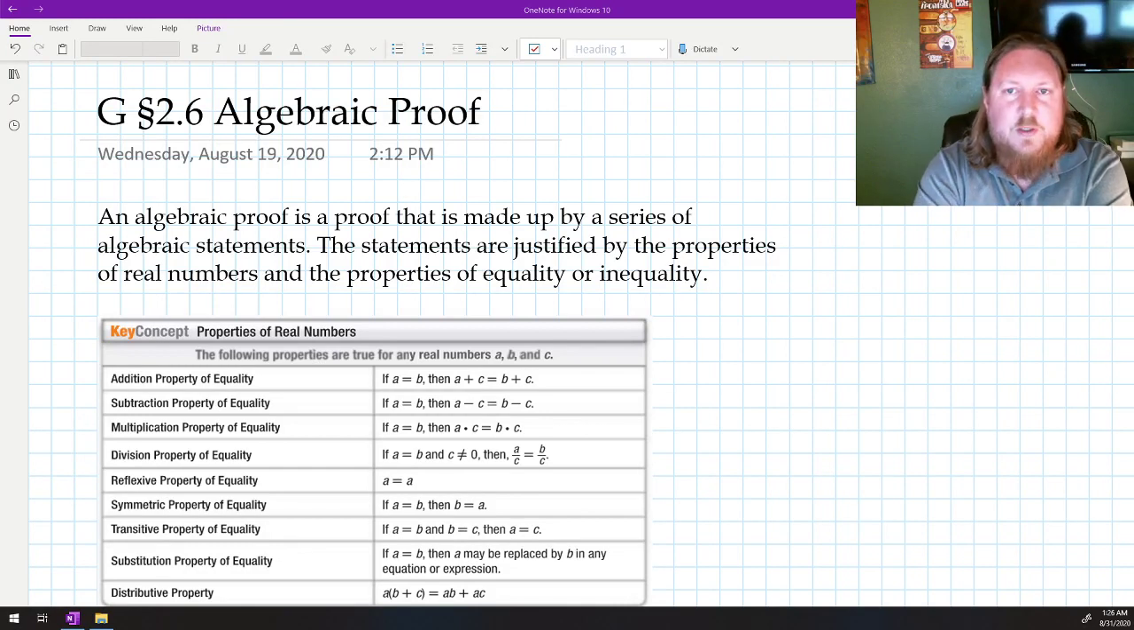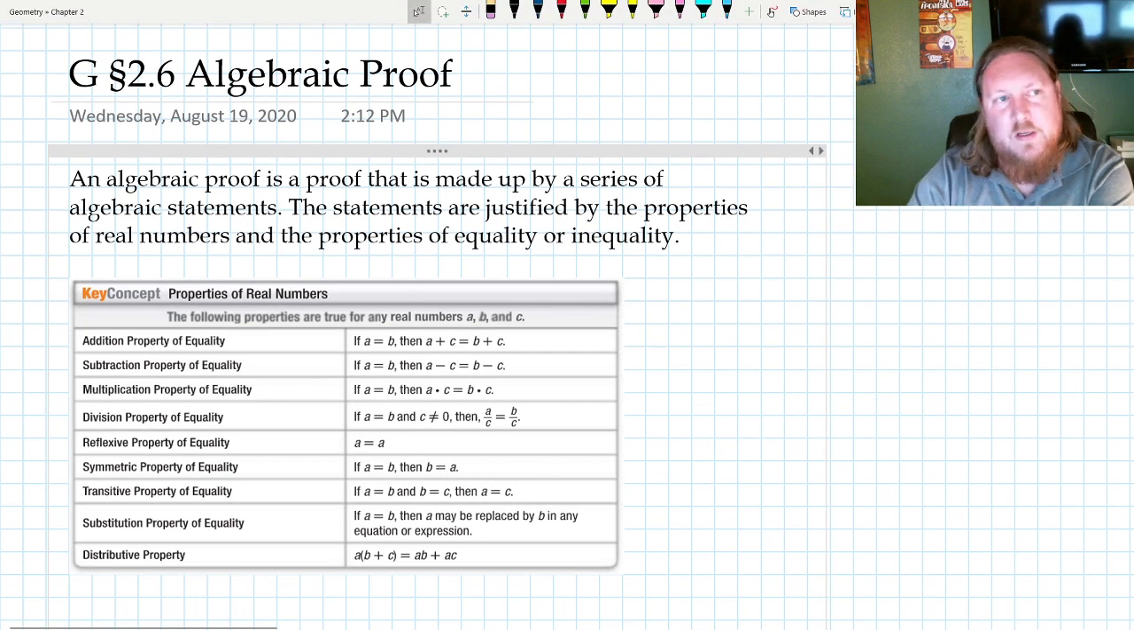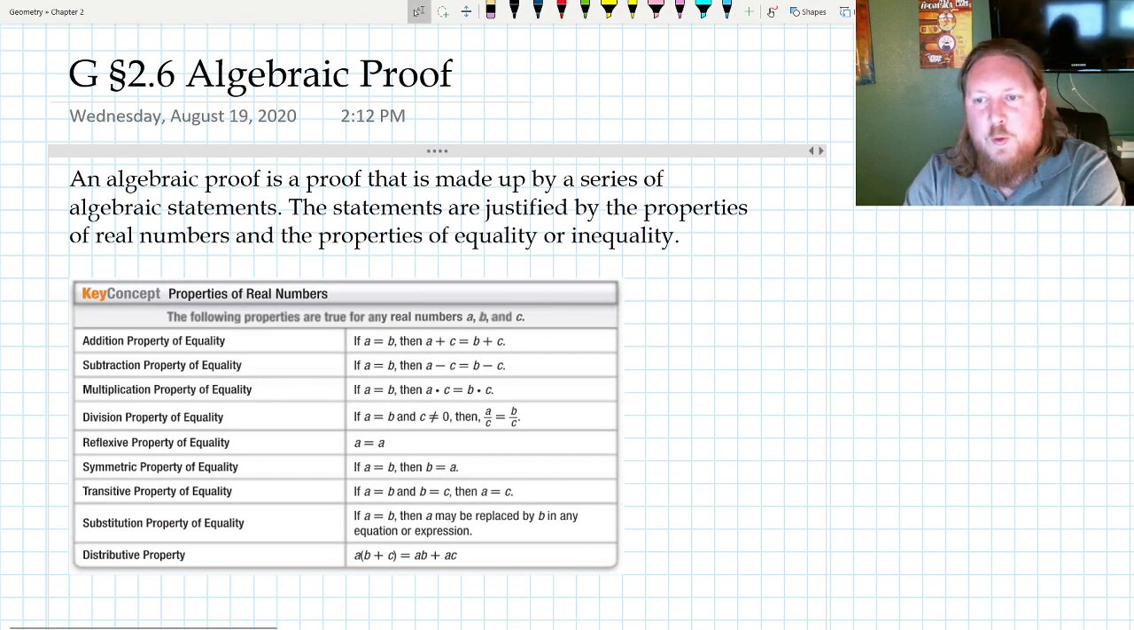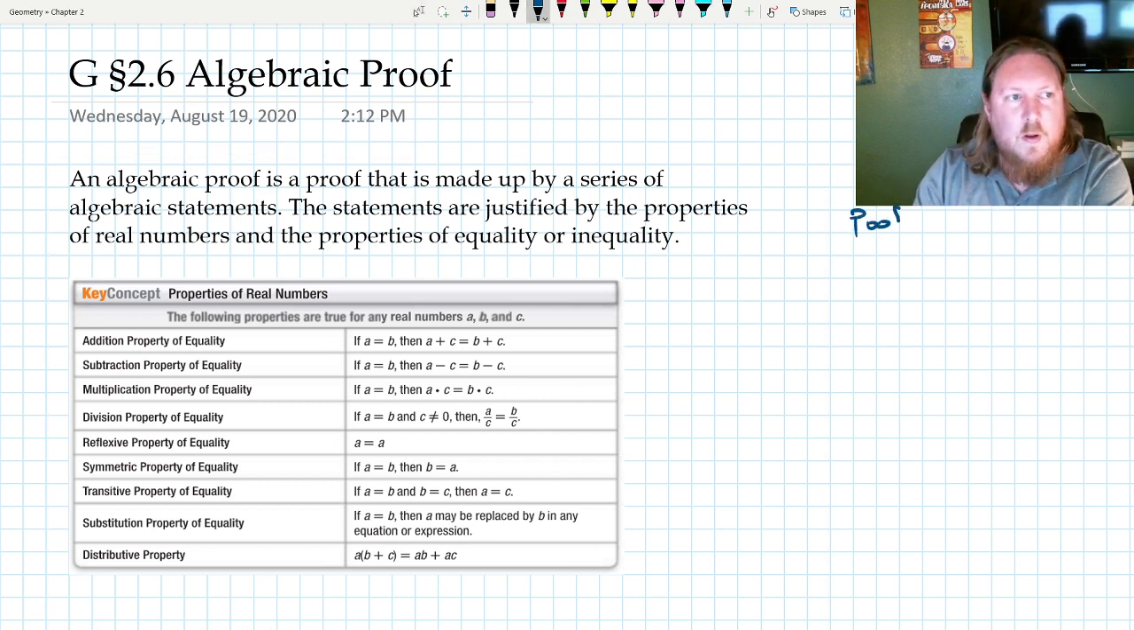Geometry, Chapter 2, Section 6, Algebraic Proof. Now, an interesting thing about everything you did in Algebra 1, you were basically proving all of those equations you ever solved. I usually call those a proof because it's not rigorous, so it's missing the R in the proof, right?